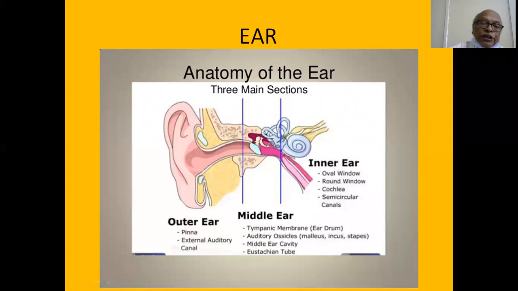Coming back to the outer ear, the pinna. Pinna is a fibrocartilaginous framework to which skin is tightly adhered. The margin of the pinna is called the helix and the bottom of the pinna is called the lobule. This lobule consists of pure fat.